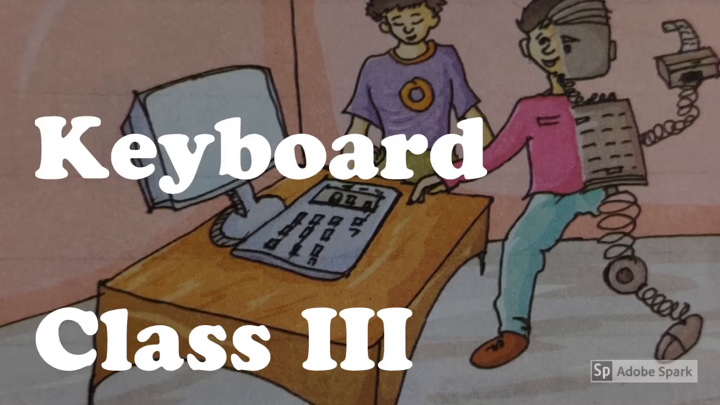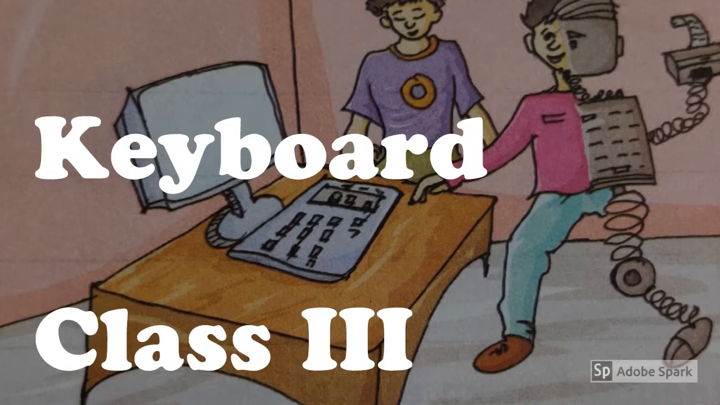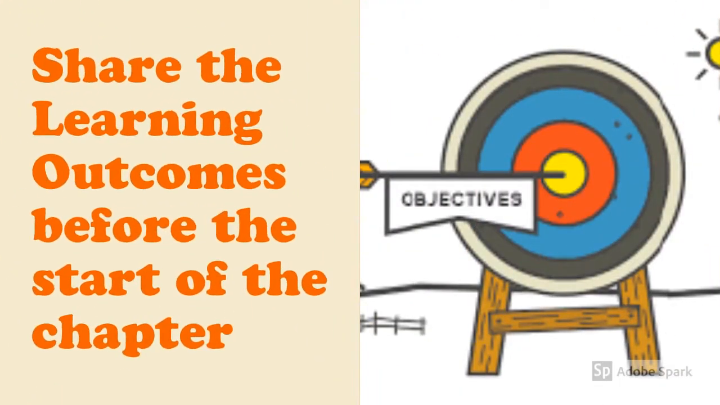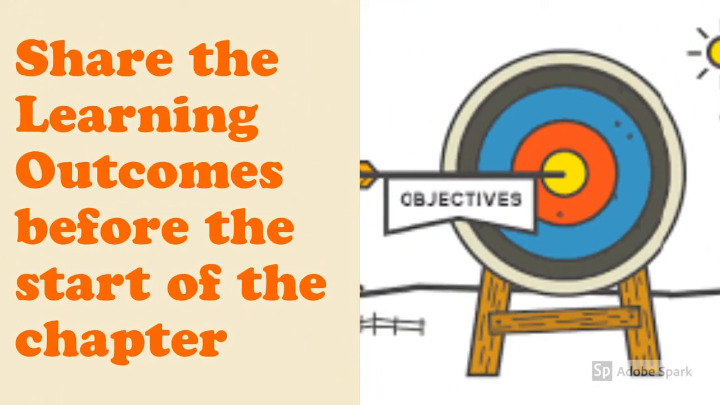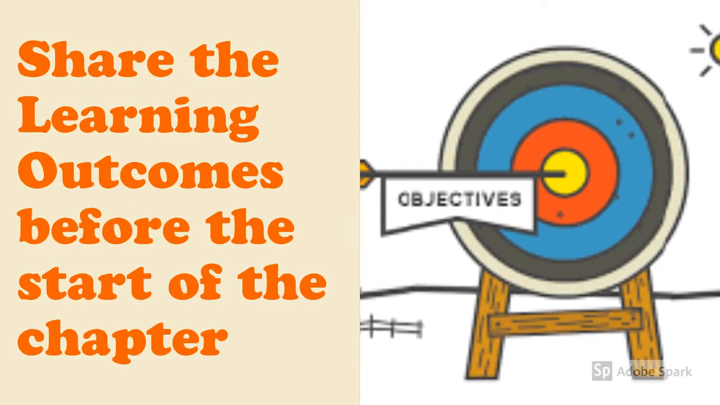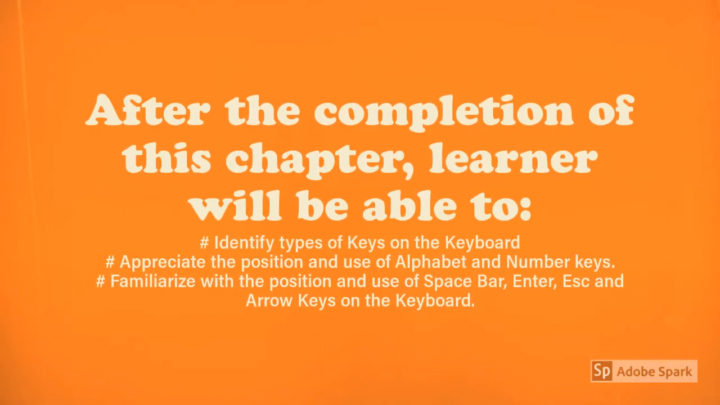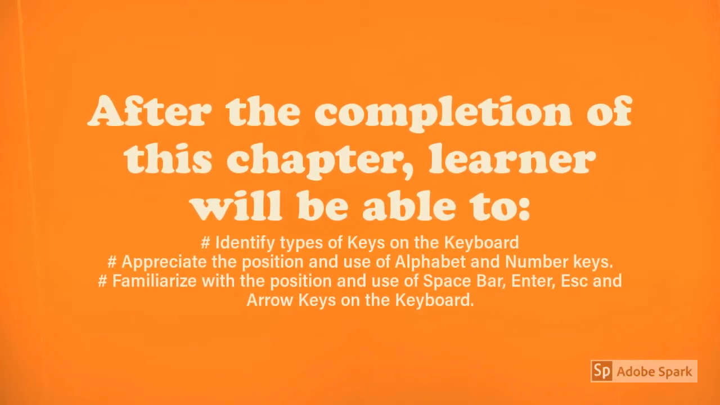Hello everyone. So today we will be discussing chapter 3, that is Keyboard, of class 3rd. Learning outcomes identify what the learner will know and be able to do by the end of the chapter. So before starting with the chapter, it's very important for us to share the learning outcomes with our students. So here are the 3 learning outcomes of this chapter.